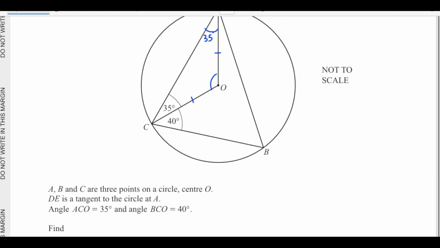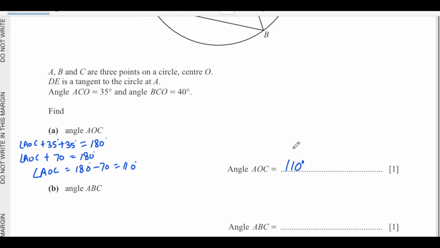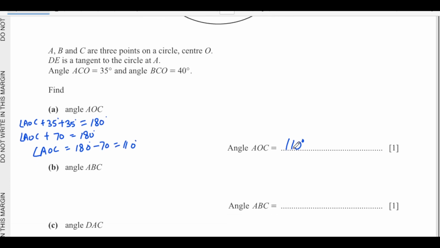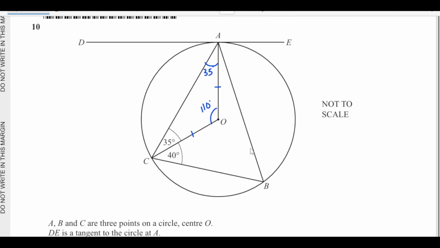Okay. So, let me write here, we got here 110. Okay. So, you always write whatever angle you get in the diagram, so that whenever you require it in the next part, you can use that. So, angle ABC. Now, we are looking for angle ABC. Let me see, where is ABC? ABC is this angle.